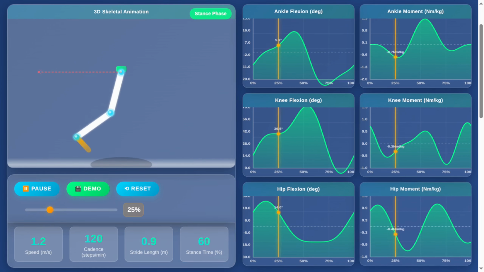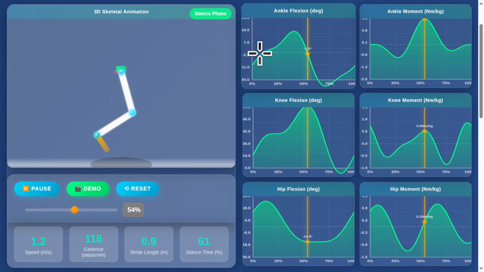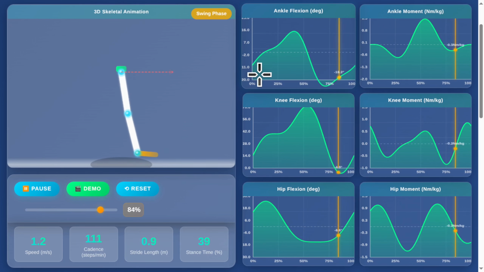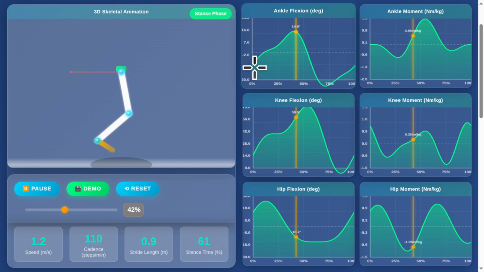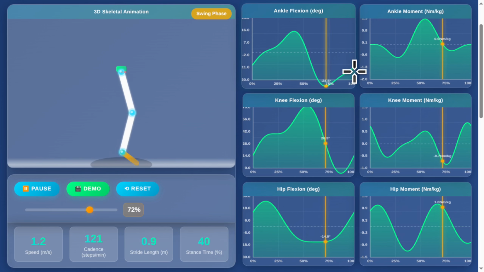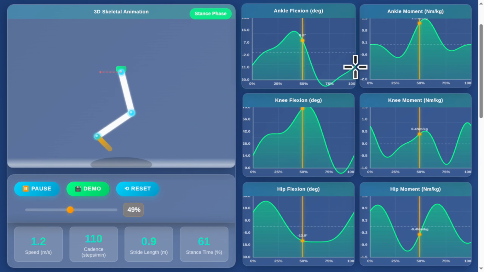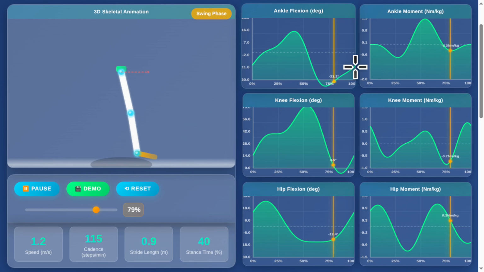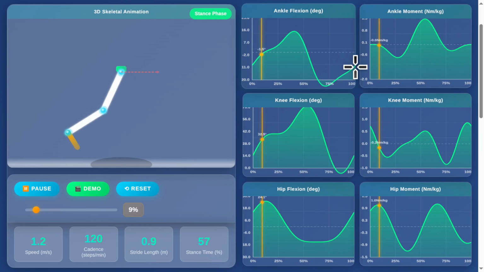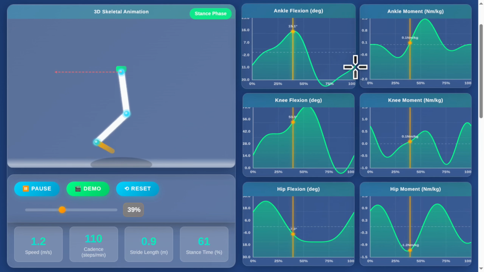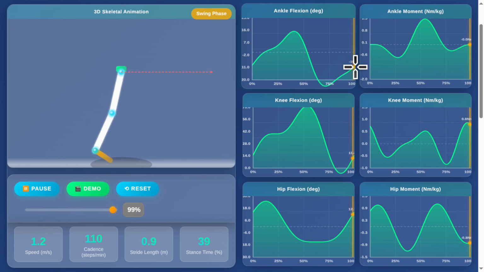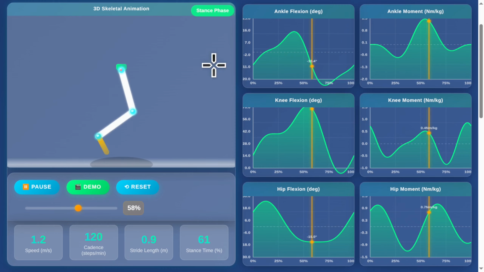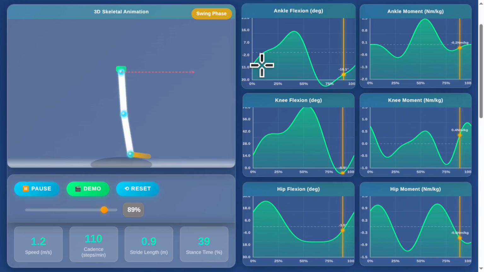Okay, and how important is the fact that, for example, for the ankle flexion, we start at just about 11 and finish at 11? Can you explain that? Yes, in the ankle flexion graph, the movement starts at roughly 11 degrees, goes up to a peak of around 16 degrees, dips to about minus 13 degrees, and then returns to approximately 11 degrees at the end of the gait cycle.